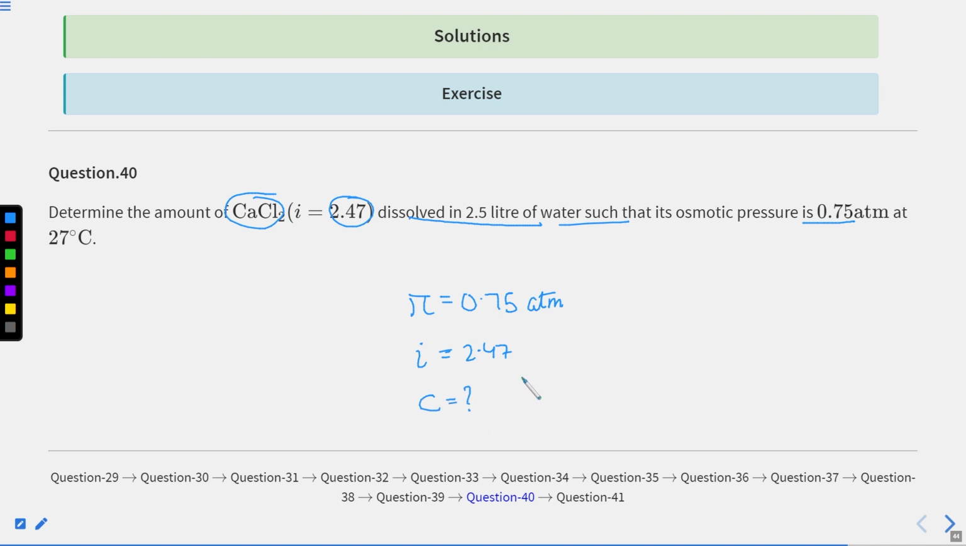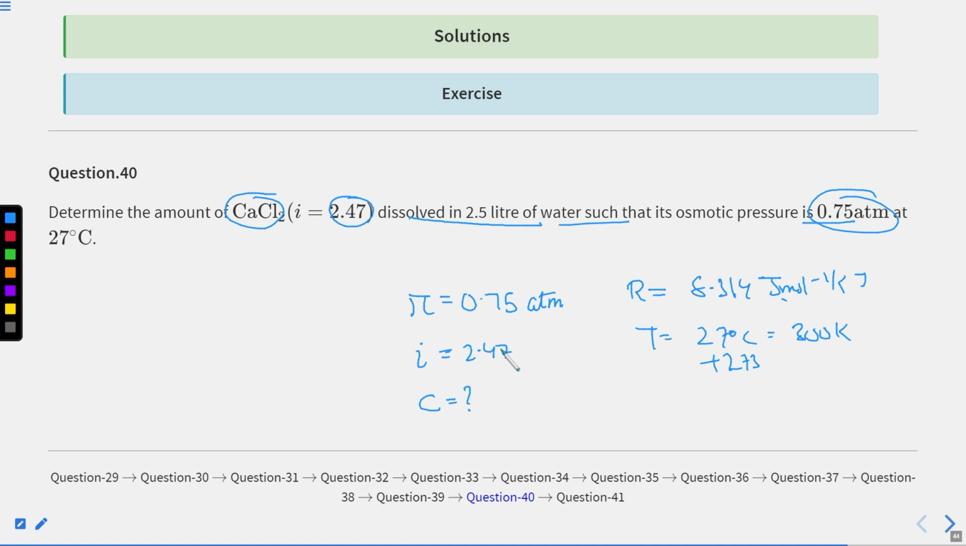Concentration we have to calculate. R we know is 8.314 joule per Kelvin per mole. Since pressure is given in atm, I first write 8.314 joule per mole per Kelvin. And temperature is given as 27 degrees Celsius, which gives us 300 Kelvin if we add 273. So we have calculated the temperature.